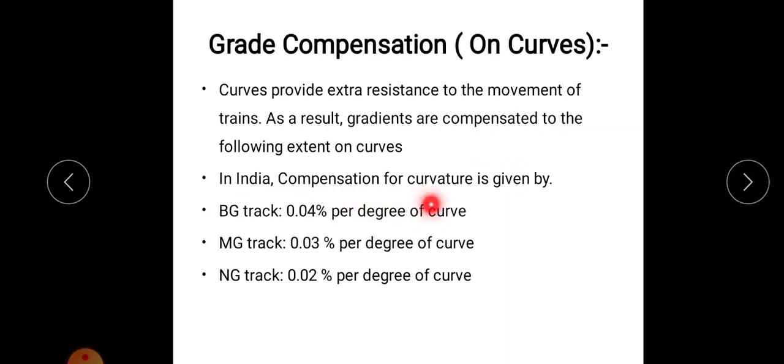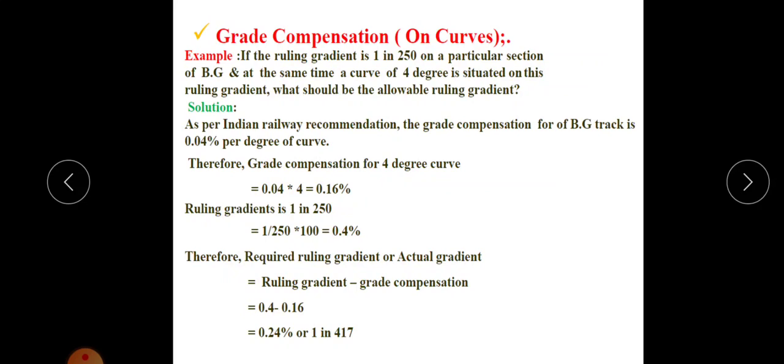So in India, compensation for curvature is given as follows. In broad gauge we are giving 0.04 percentage per degree of curve. In meter gauge it is 0.03 percentage per degree of curve, and in narrow gauge it is 0.02 percentage per degree of curve. So this is known as grade compensation. Based on this we can do one problem. I have told this grade compensation is done only on curves. On a flat surface it is not necessary.